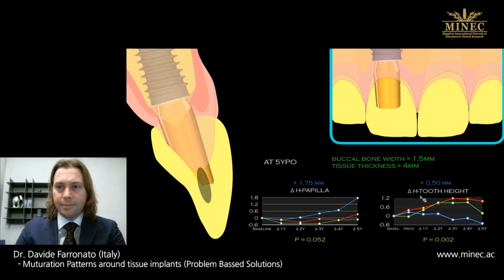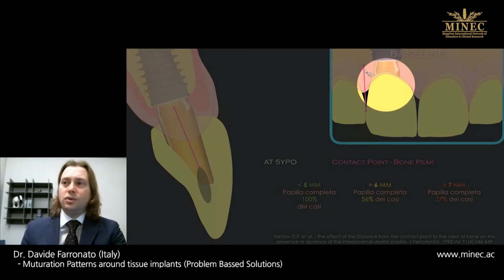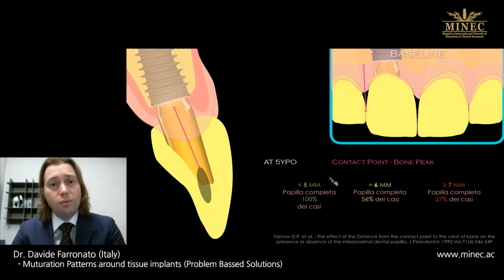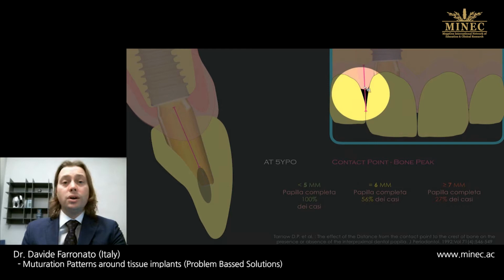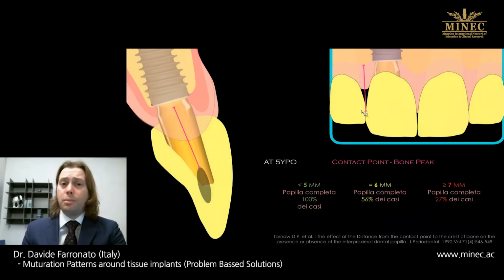with high predictability. Of course, if you don't have, for example, enough distance between the interproximal bone peak and the interproximal contact point area, there is a very good article from Tarnow that suggests the chance to have a full papilla when you have more than 5 mm of distance between these two anatomical parts is very low. So what you might have in the maturation is a reduced papilla, where you have more than 5 mm from the interproximal bone peak to the contact point in the prosthetic part. And of course, nobody wants this.